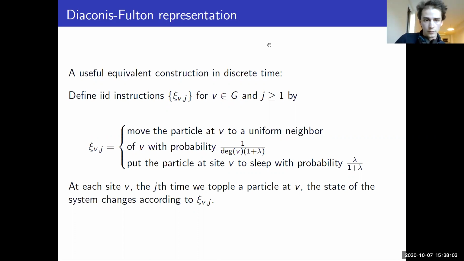So how does this Diaconis-Fulton representation work? At every site of the graph, I'm going to have an infinite stack of instructions, IID instructions. These instructions can take some finite set of values. They can be either sleep instructions or a move instruction, move to one of the neighbors of that site. These are random. They take these values with probabilities corresponding to the lambda. When this instruction takes a move value, it takes all the neighbors equally likely, and the probability that it takes a sleep instruction just corresponds to that lambda, so that these rates match up properly.